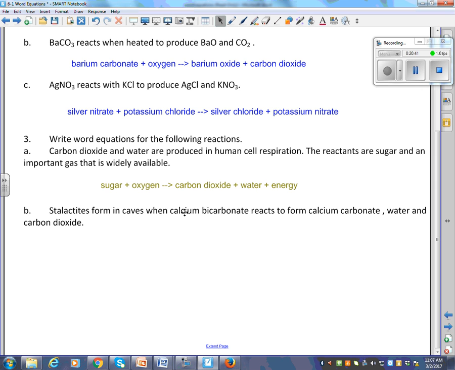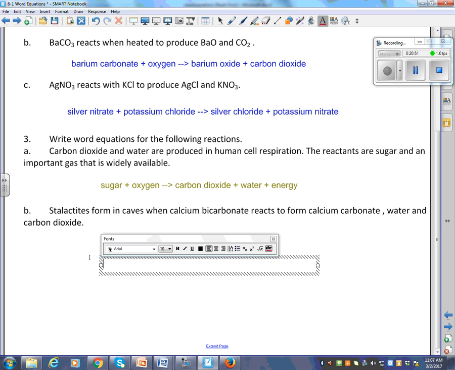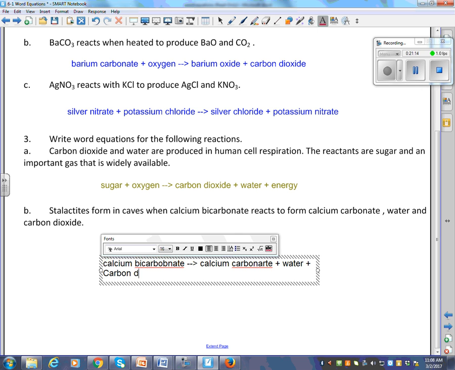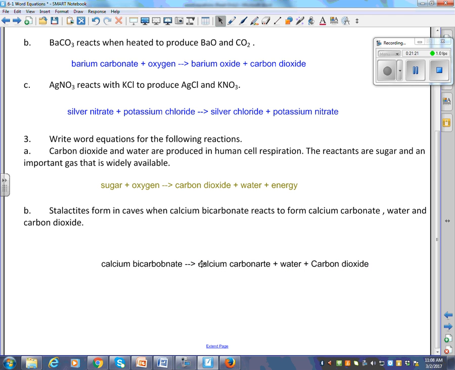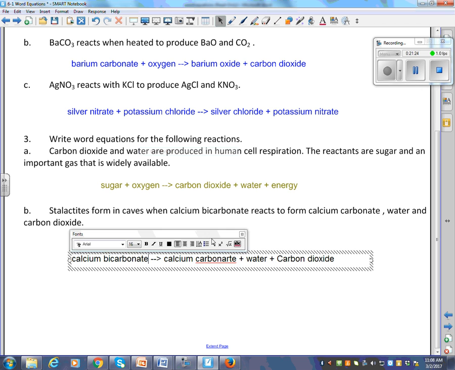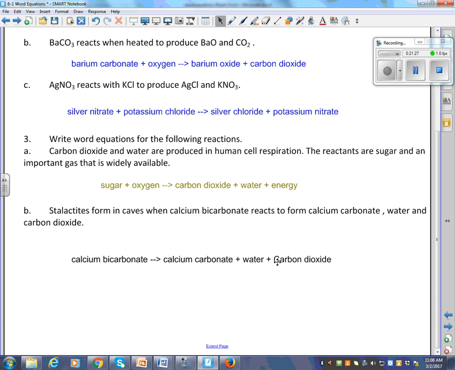Oh yeah, we'll do this last one here. Stalactites form in caves when calcium bicarbonate reacts to form calcium carbonate, water, and carbon dioxide. Stalactites form in caves. Calcium bicarbonate, so that would be one of the reactants. Calcium bicarbonate reacts to form calcium carbonate. Well, these are the products. Calcium carbonate, water, and carbon dioxide. Now, what is on the right-hand side that isn't on the left-hand side? I gotta spell things right. What's on the right-hand side that's not on the left side?